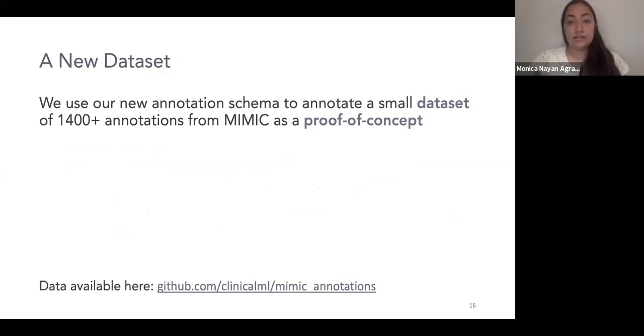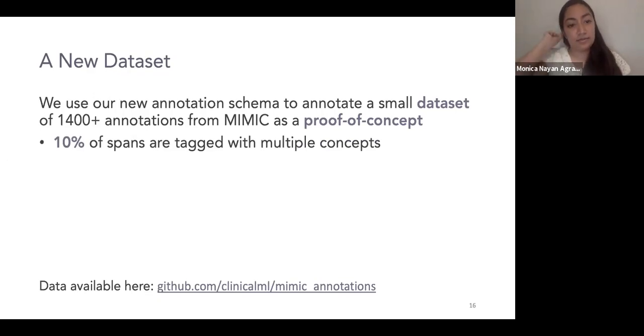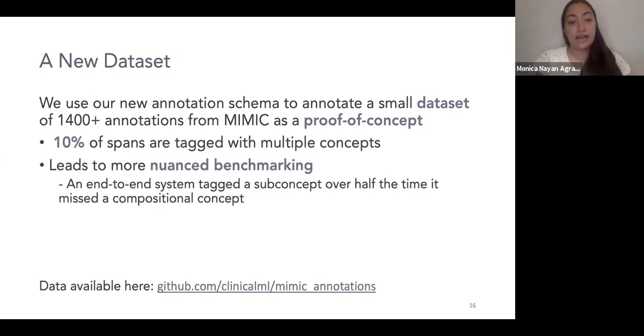We use our schema to annotate a small data set as a proof of concept, and we find that many spans are tagged with multiple concepts and that we are able to do more nuanced benchmarking. For example, an end-to-end system tagged a sub-concept over half the time it missed a compositional concept, and we make this data available at the link below.